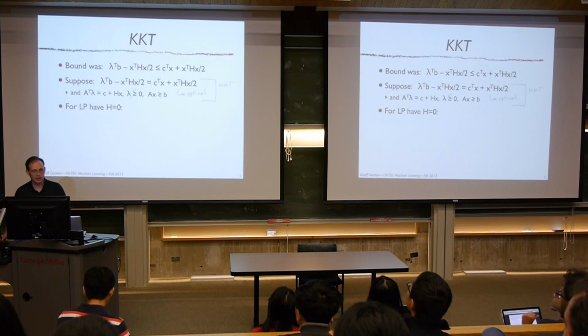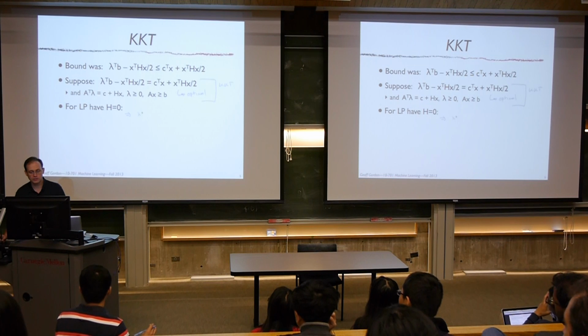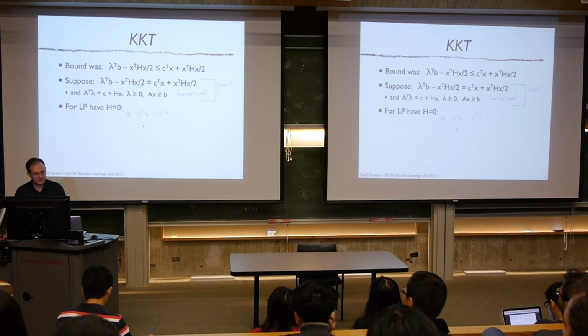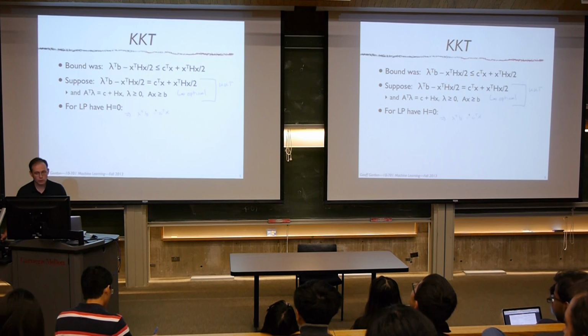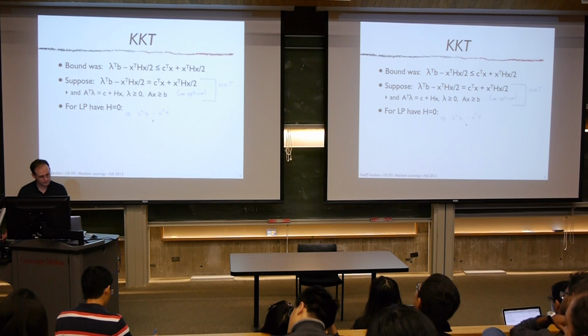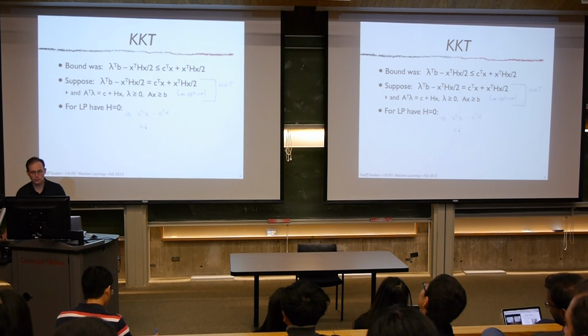For linear programs, it's exactly the same except that the matrix H is 0. And so that gives us that lambda transpose B is equal to C transpose X. By rearranging this, actually, I'll do it here because it's pretty nice. We know that C is equal to A transpose lambda, right? So I'll write that here. C equals A transpose lambda. That's this with H equal to 0.